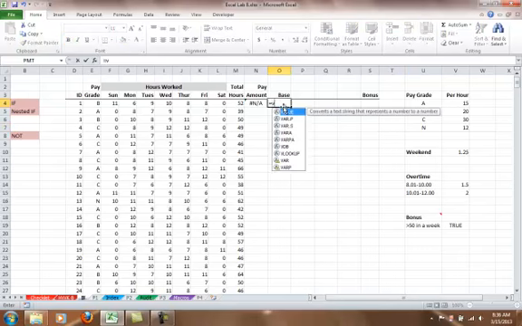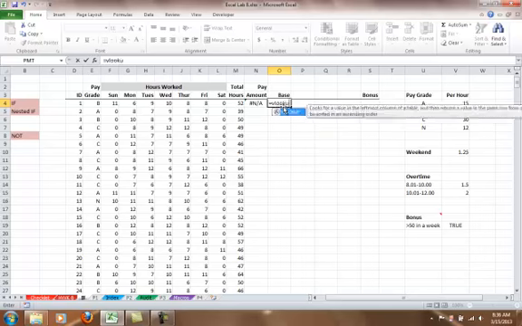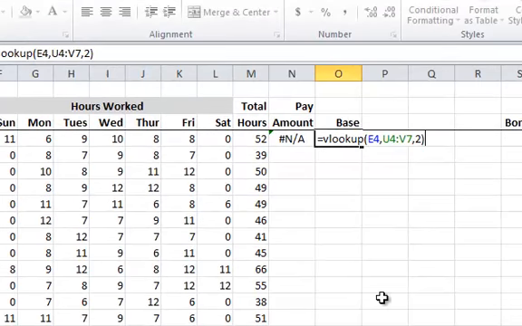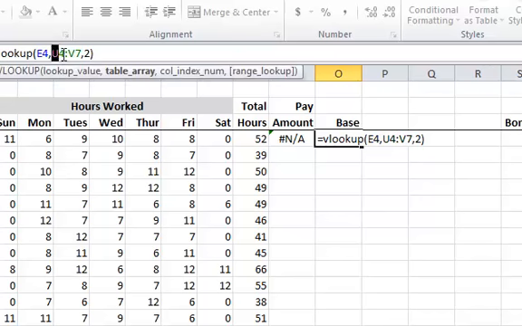Equals VLOOKUP, open parentheses, their pay grade, comma, that little table starting with A all the way down to N and over to the next column, comma, and the answer's coming out of column 2. And ABCN is in ascending order. It's in alphabetical order, so I don't have to worry about an exact match or rearranging the rows or anything. So I can just stop there with a close parentheses, and then I want to remember to make that lookup table, that part there, an absolute reference.